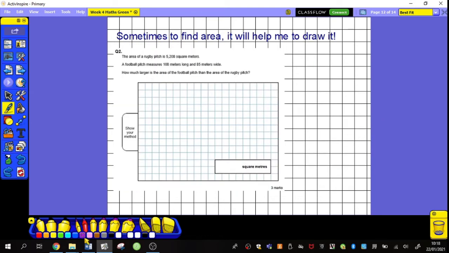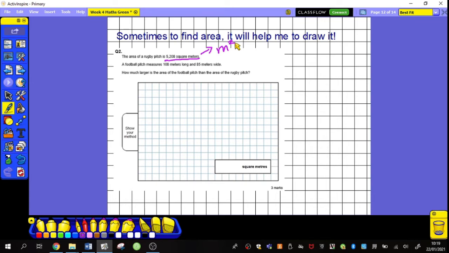Okay, so task 2 looks at some problems, and sometimes to find area, to visualise the problem, it is best to draw something, or draw the problem itself. So the area of a rugby pitch is 5,208 square metres. Now square metres is the same as saying metres squared. Yeah, it's exactly the same, probably just a fancy way of saying it, and a way to trick you slightly.